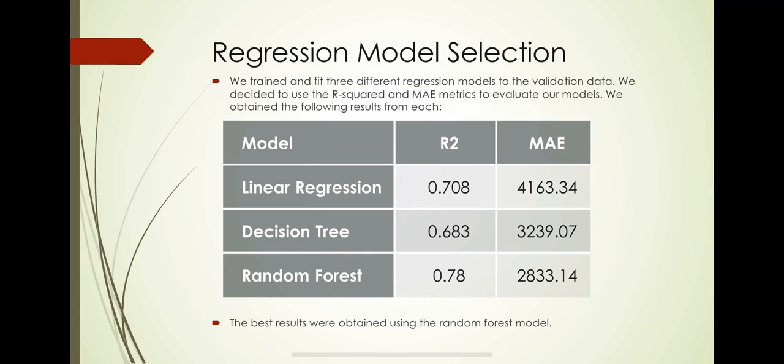We trained and fit three different regression models on our validation data, and we decided to use the R squared and the MAE metrics to evaluate our models. We obtained the following results and put them in a table. From the linear regression, we can see the R squared and the MAE, from the decision tree as well, and from the random forest regression. We can see the best results came from the random forest regression, so that's the model we're going to go with.